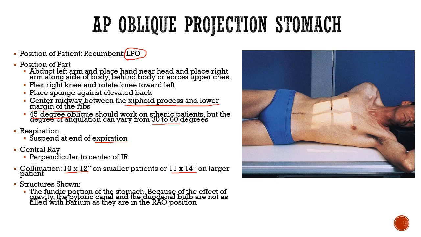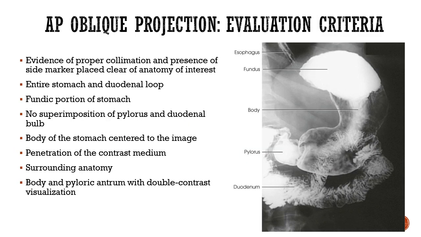Because of the effect of gravity, the pyloric canal and the duodenal bulb are not as filled with barium as they are in the RAO position. So here we are, when the patient is in an AP oblique, just like the AP projection, your fundus is filled with barium. So always on AP and AP obliques, we have barium in the fundus.